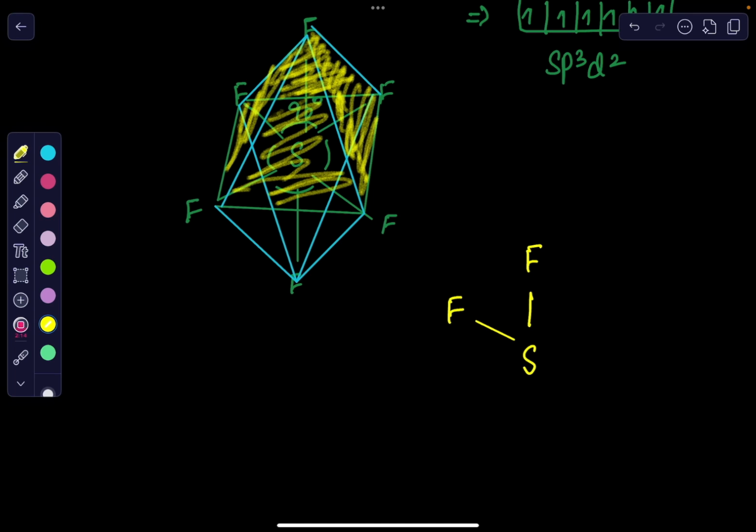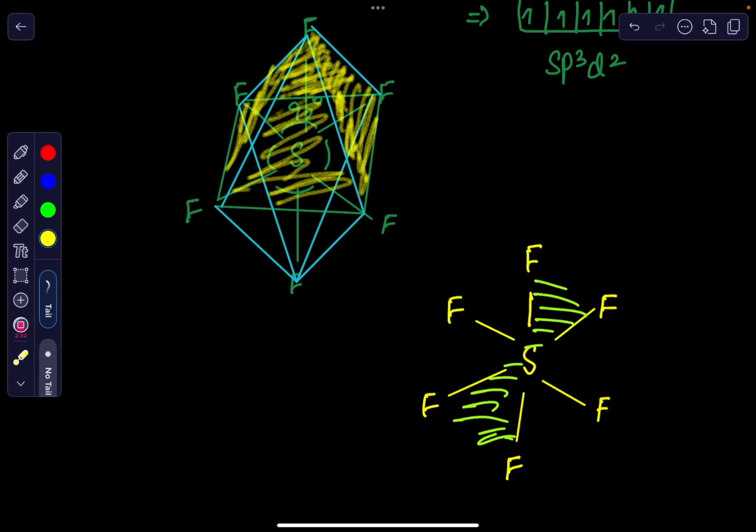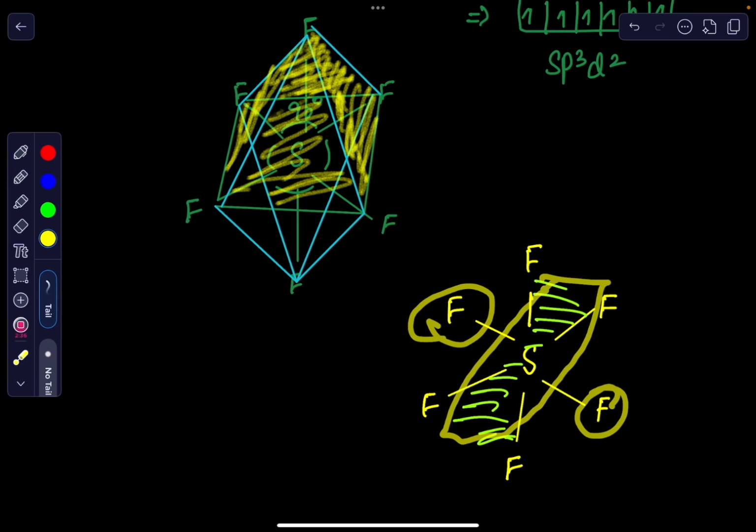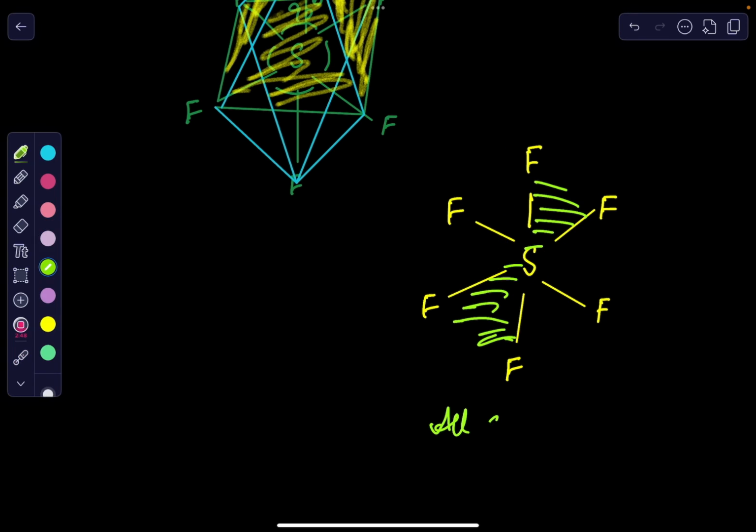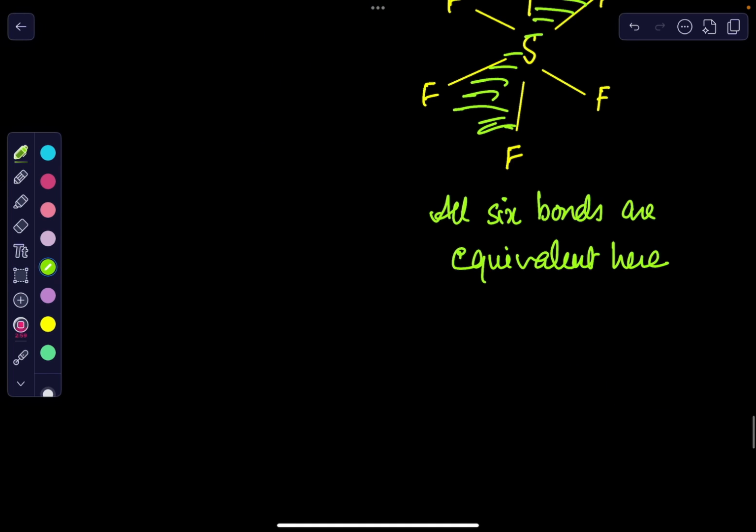Now here equatorial and axial bonds are similar. Why? Because bond angle is same, so you can consider any of the 4 valencies in one plane and it will become equatorial and the remaining will become axial. So that is why there are no shorter or longer bonds in case of SF6 or in case of sp³d² hybridization.